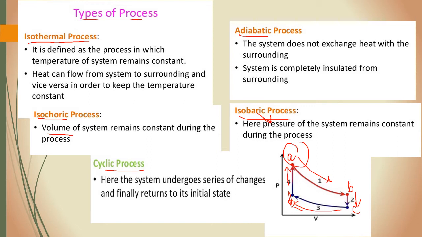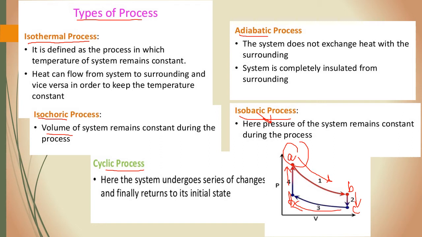Adiabatic process, by the name you can see that it is related to heat. When a system does not exchange heat with the surroundings and the system is completely insulated from the surroundings, then an adiabatic process is said to be going on in that system. After that, the isobaric process. Isobaric is totally related to pressure. When an isobaric process is going on in a system, the pressure of the system remains constant during the process. And the last is the cyclic process.